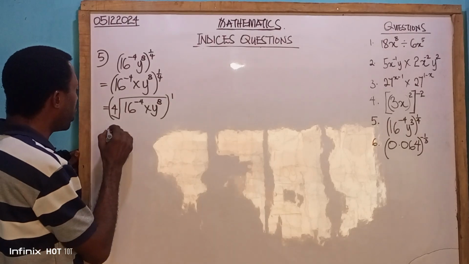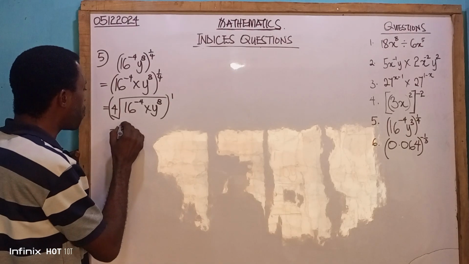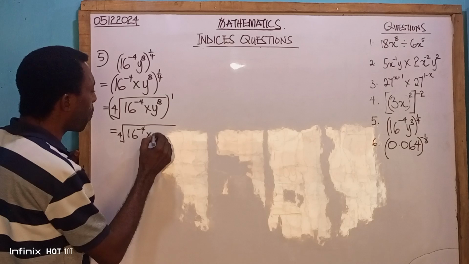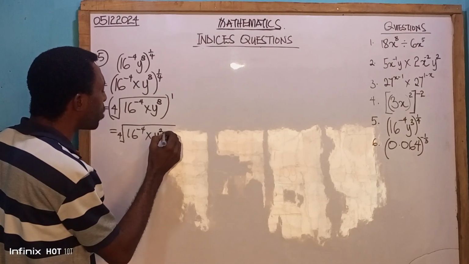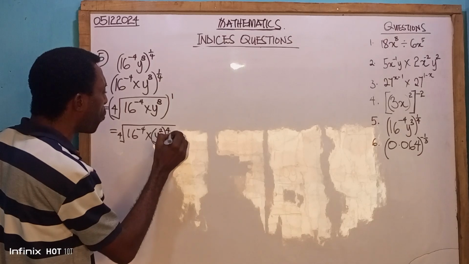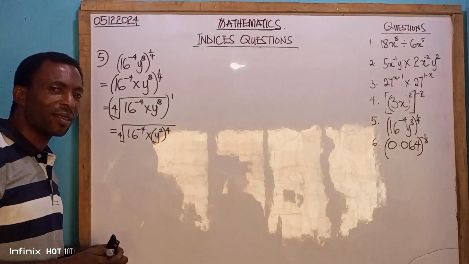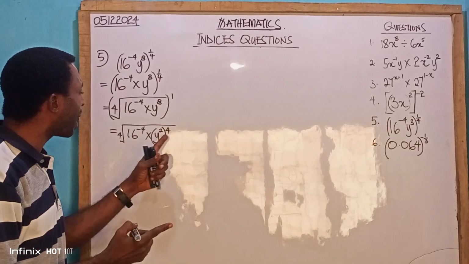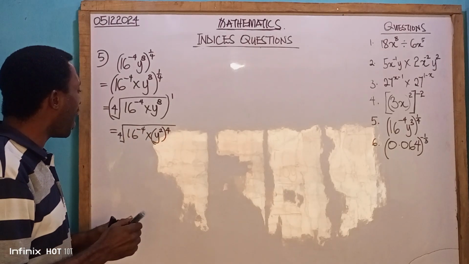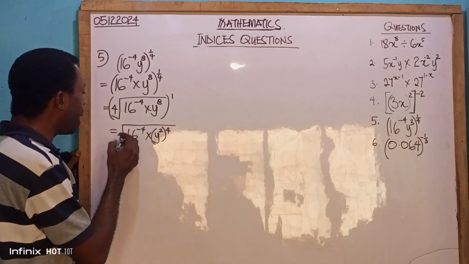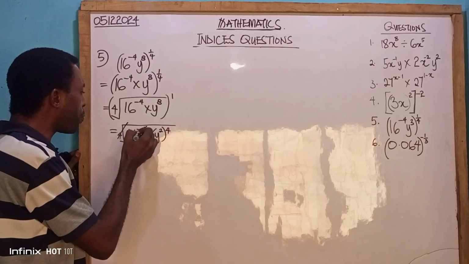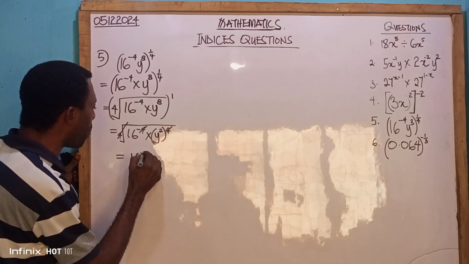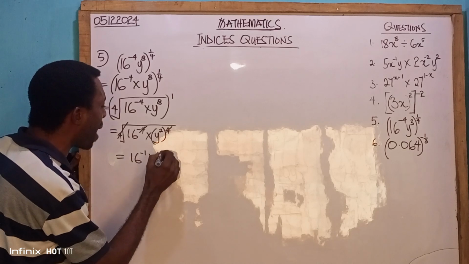So the next thing is, we now have the 4th root of 16 raised to power minus 4 multiplied by y raised to power 8, all to the power of 4. We've broken the 8 down. How can we get the 8? The 8 can be gotten by 2 times 4, which gives a perfect number there. So the next thing is that the root 4 cancels power 4. It also cancels the 4 here. So what do we have left? We are left with 16 raised to power minus 1 multiplied by y raised to power 2.